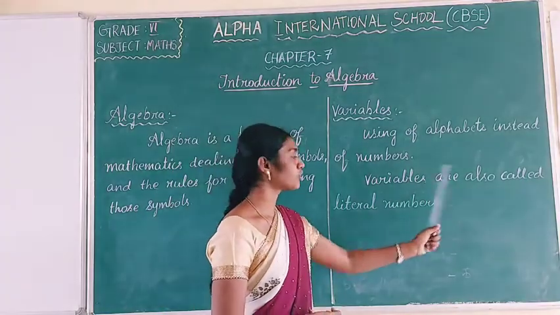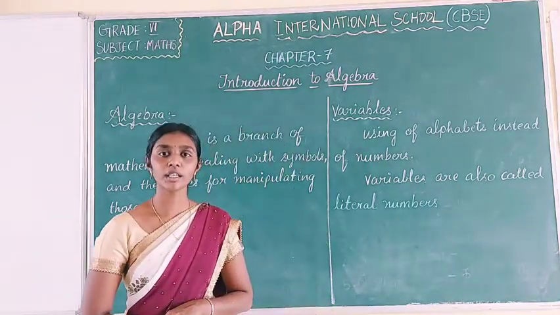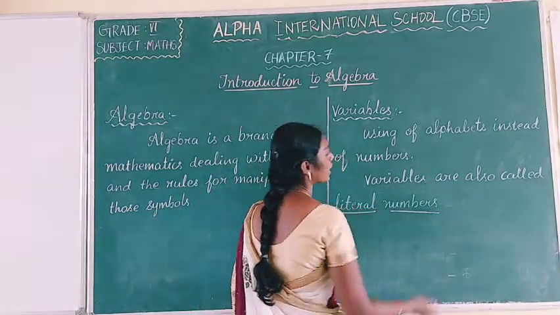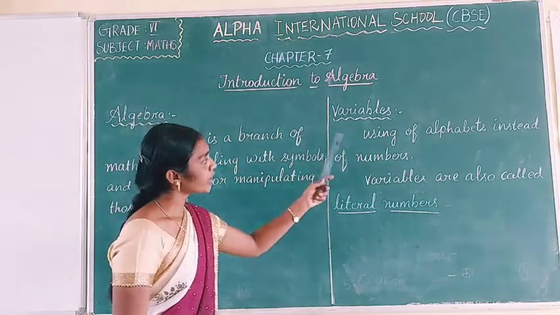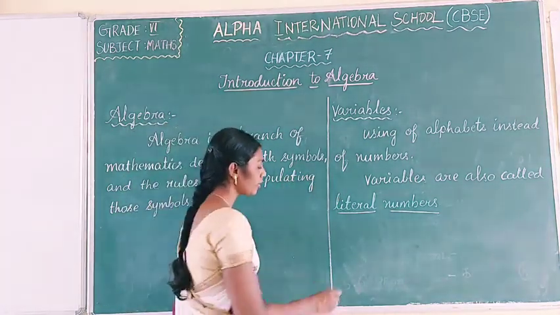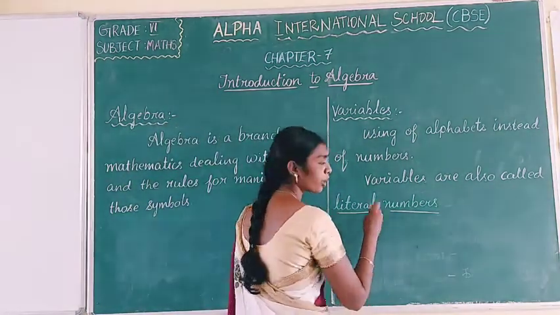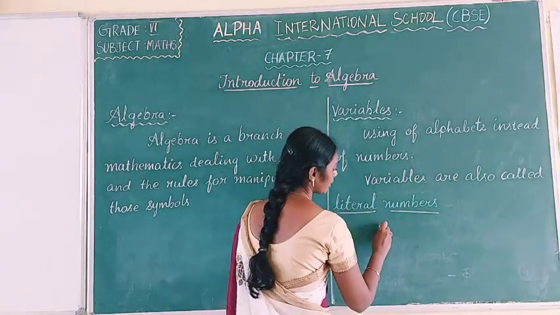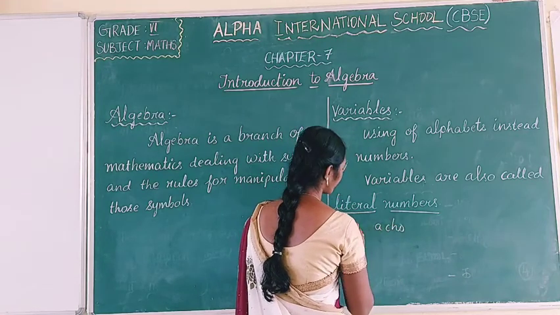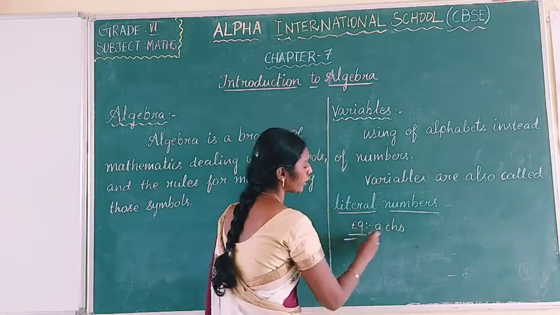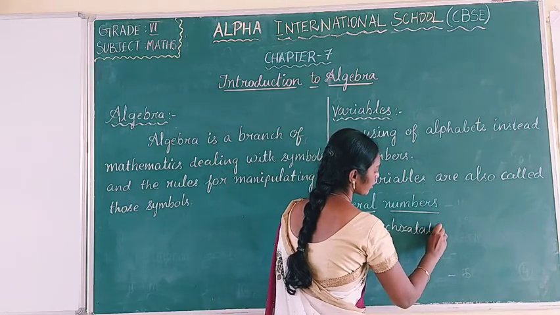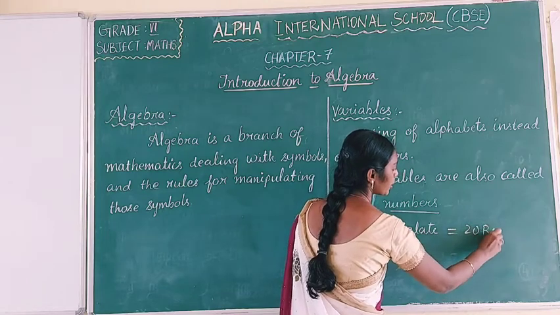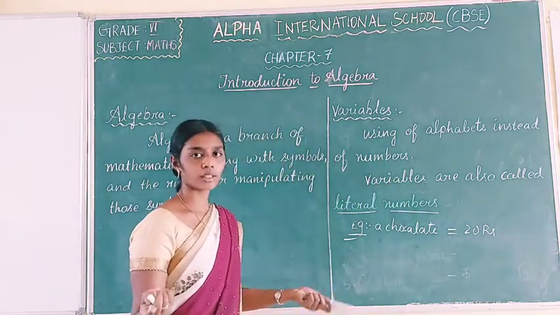Next, variables are also called literal numbers. What is the other name for variables? Literal numbers. See here, literal numbers is another name for variables. In variables, for example, if you bought a chocolate, what chocolate I don't know. Okay, this is one example. If you are buying a chocolate for 20 rupees, I don't know how many chocolates.